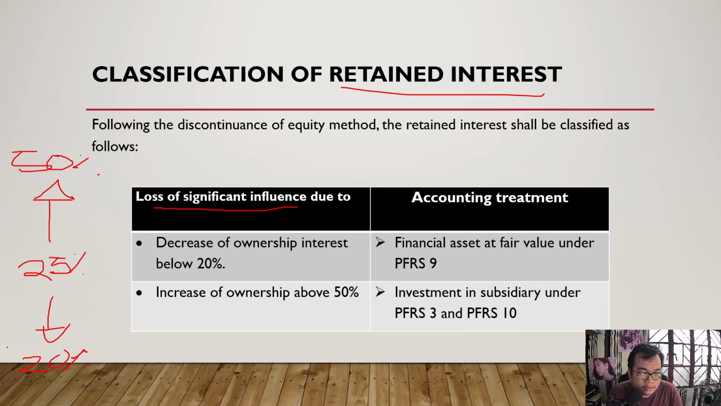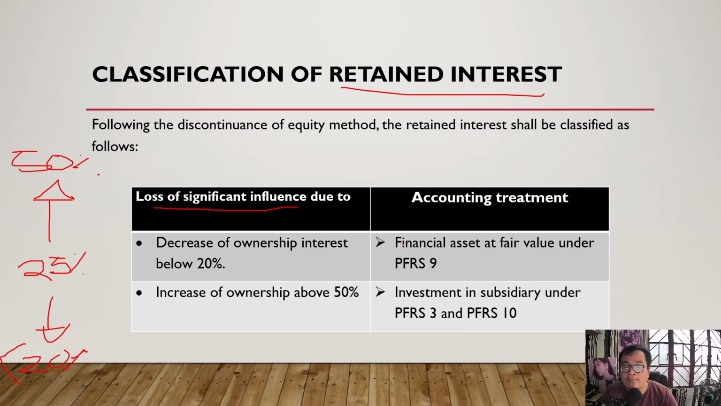Paano to? Ganito. Ibig sabihin, itong sa decrease of ownership below 20%, PFRS 9 na yan, financial instruments na yan, financial asset at fair value under PFRS 9. PFRS 9 is financial instrument. So, pag nagkaroon ng decrease of ownership interest pero may retained interest ka pa rin, nag-decrease lang kasi nagkaroon ng loss of significant influence, then you will now classify that as under PFRS 9 financial instrument.